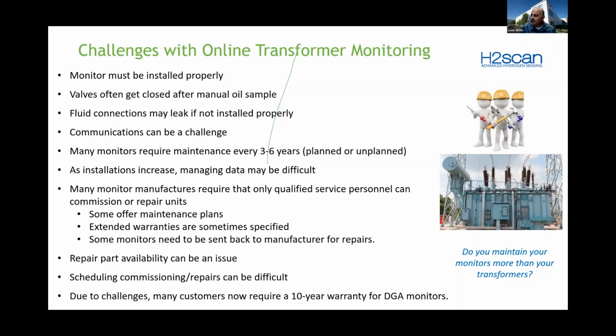And so the one thing that we hear fairly often is our transformer monitors require so much maintenance. We're maintaining our monitors more than our transformers. And so again, if you're purchasing monitors that are going to require maintenance, you want to make sure you plan for that. And if that's a problem for you, then you want to make sure that you're buying reliable monitors that aren't going to require that much maintenance and have a very long life, preferably with no maintenance.